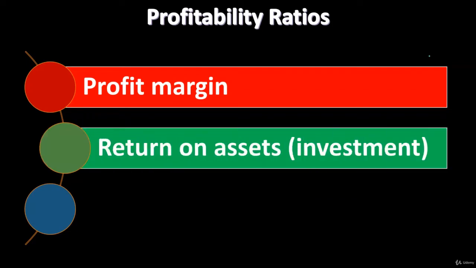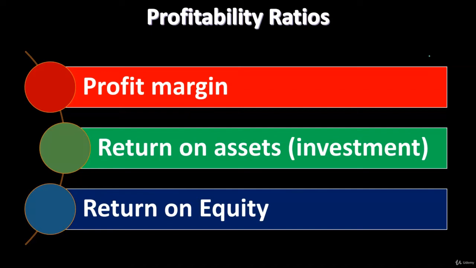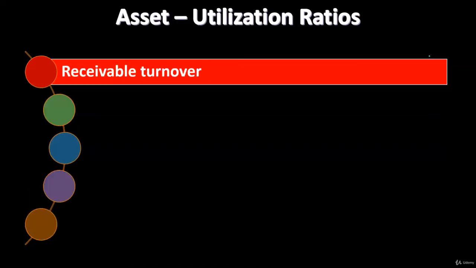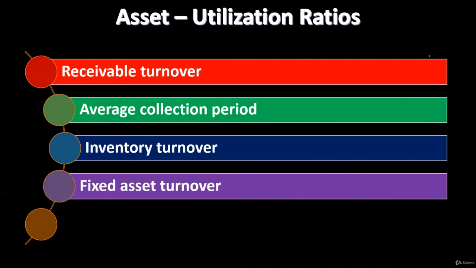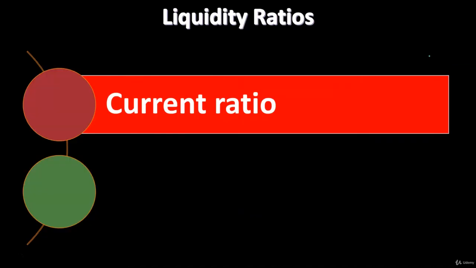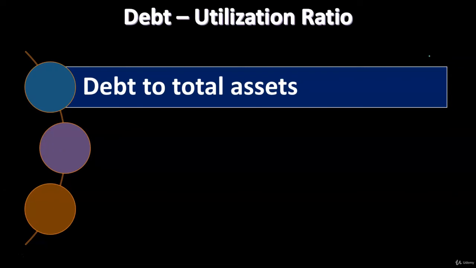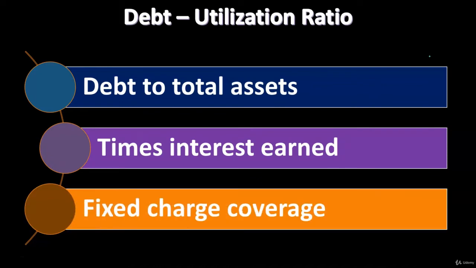So we have the profit margin. We've got the return on assets or investments, ROA. We've got the return on equity for the profitability ratios. We got the asset utilization ratios. We have the receivable turnover, the average collection period, the inventory turnover, the fixed asset turnover, and the total asset turnover. Then we have the liquidity ratios, which include the current ratio and the quick ratio. Then we have the debt utilization ratios, which include the debt to total assets, the times interest earned, and fixed charge coverage.